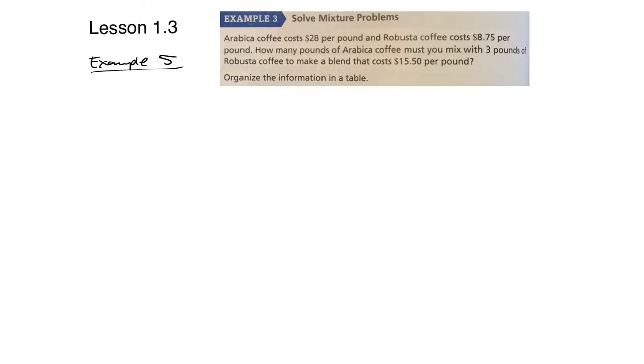This is a tricky word problem. It's called a mixture type problem. Arabica coffee costs $28 per pound. Robusta coffee costs $8.75 per pound. How many pounds of Arabica coffee must you mix with 3 pounds of Robusta coffee to make a blend that costs $15.50 per pound? They give you a hint. Organize this information in a table.